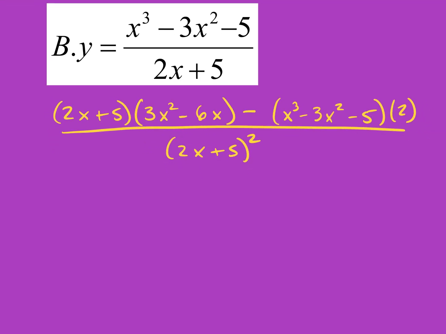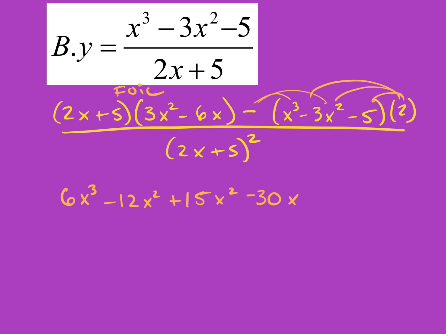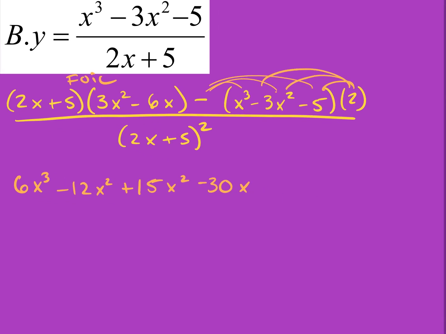So when we simplify our numerator, I have to FOIL these together. So we get 6x cubed minus 12x squared plus 15x squared minus 30x. I'm going to distribute the 2, but at the same time, I'm going to distribute the negative. So I'm going to do 2 steps in one. Just be careful with the negative.